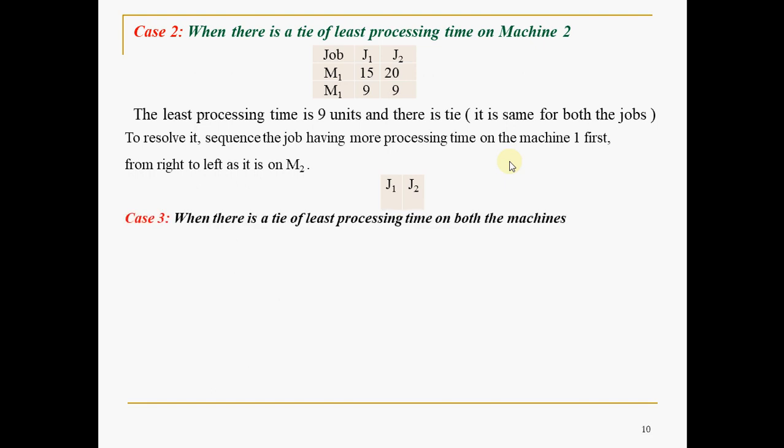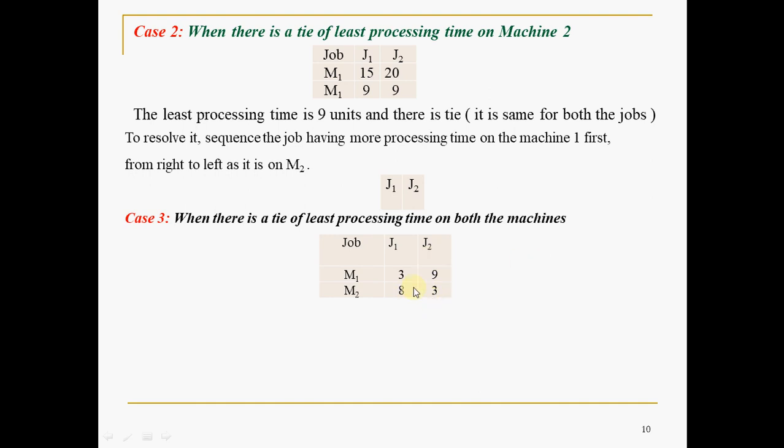Fine. Now, when there is a tie of least processing time on both the machines, sometimes there may be data like this, 3, 8, 9, 3 or something like that. Of course, it is not a tie, I can say. So you can resolve it very easily. So the least processing time is what? 3. This is for job 1, on machine 1. And again for job 2 on machine 2. Hence, strictly speaking, it is not a tie. So you can sequence it. One from left to right and one from right to left, nothing else. This job you have to sequence from left to right. So this one you have to sequence from right to left.